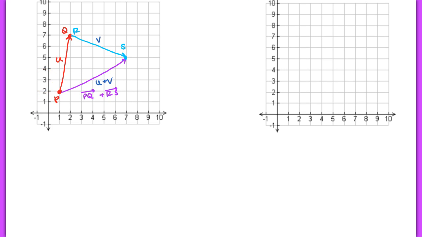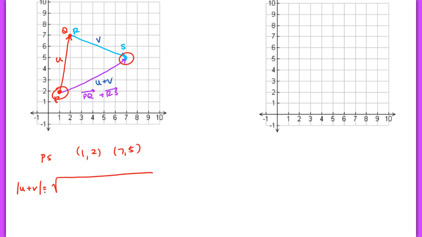Well, magnitude is the length of this vector. So simply finding the length here just requires us to use the distance formula. We're going to find the distance between points P and S. That's the resultant. So here we have the coordinates (1, 2) and (7, 5). So if I find the distance here, that's going to give me the magnitude of u plus v. So let's denote it with the bars here.